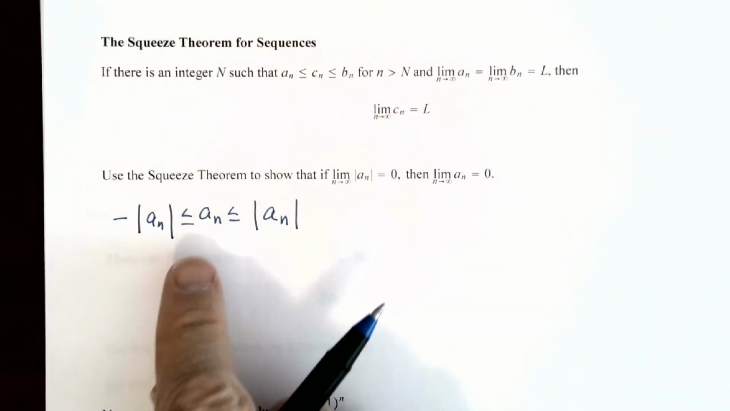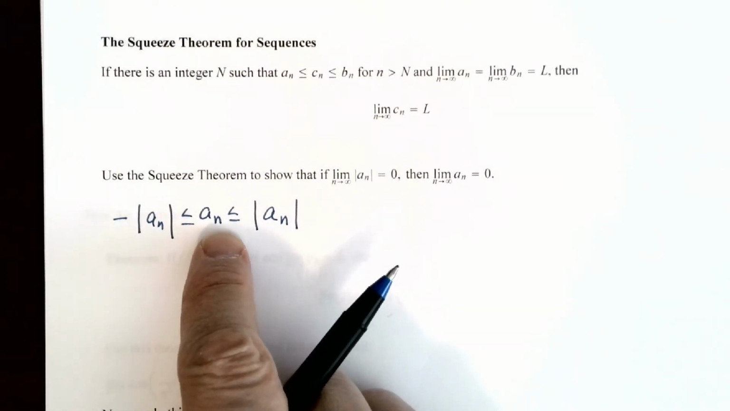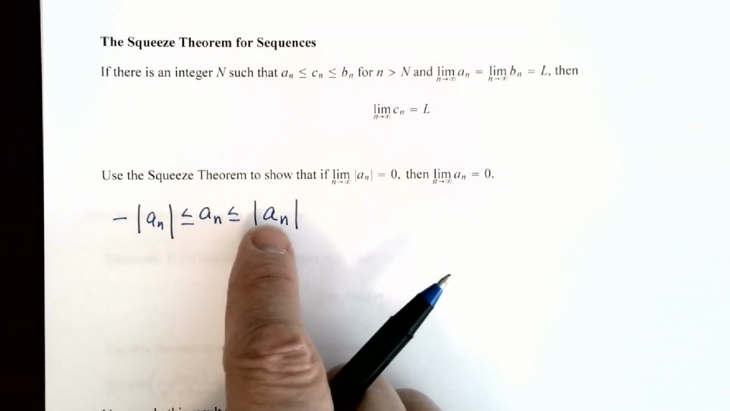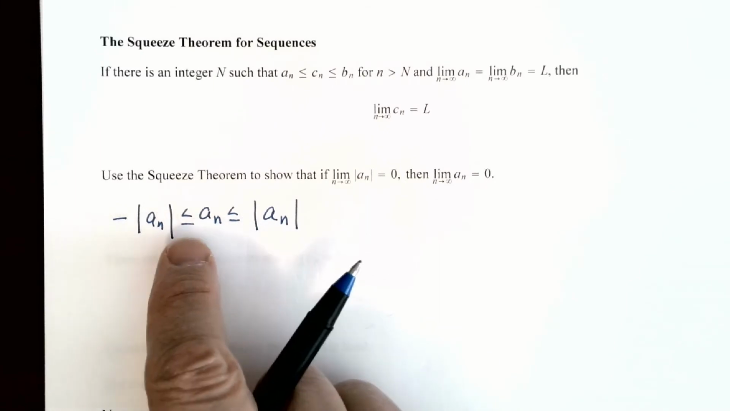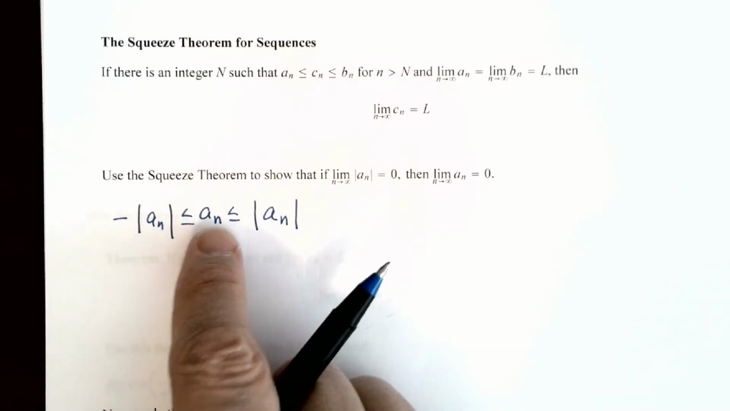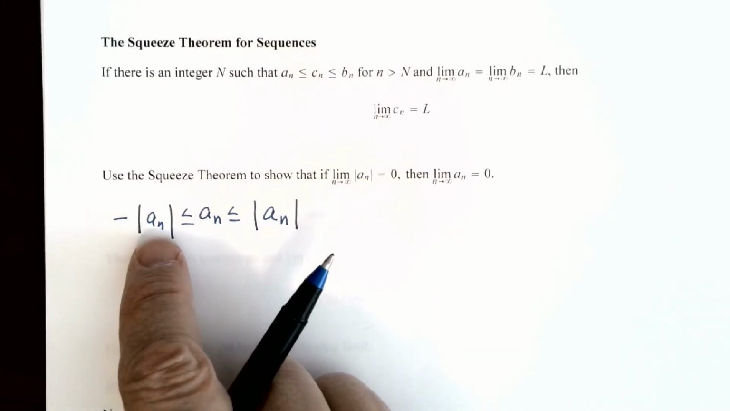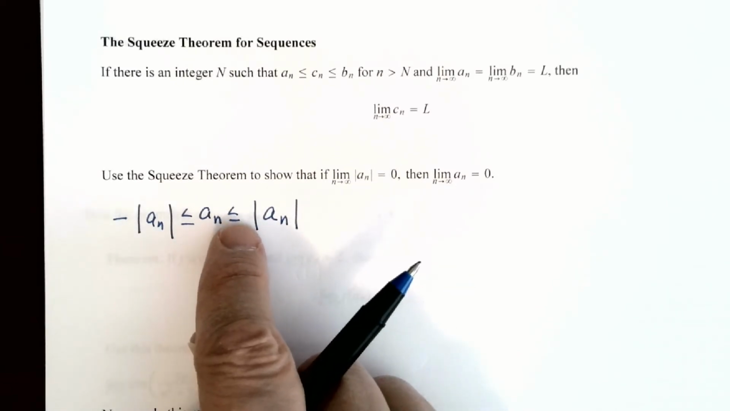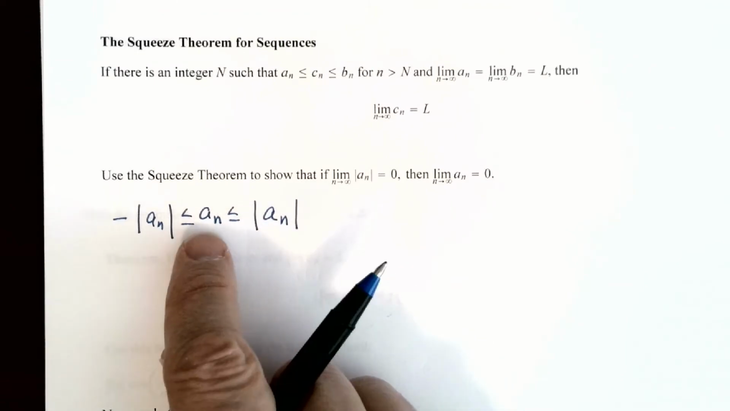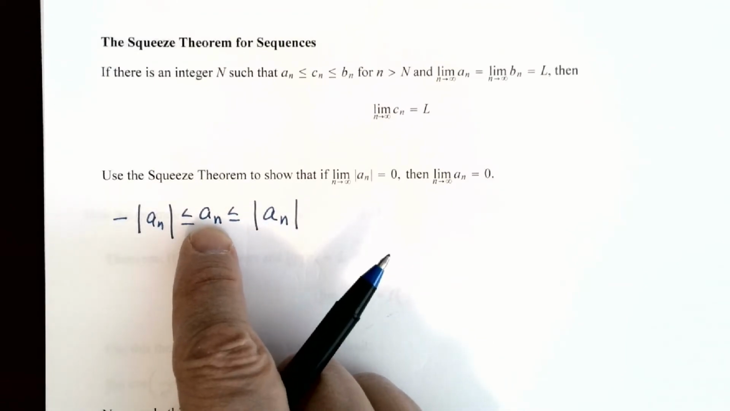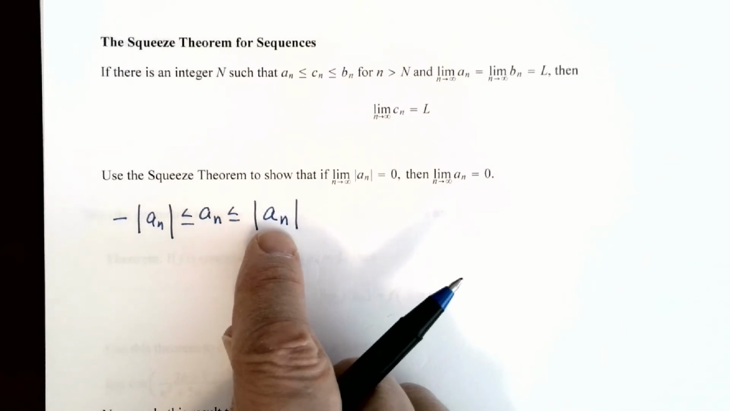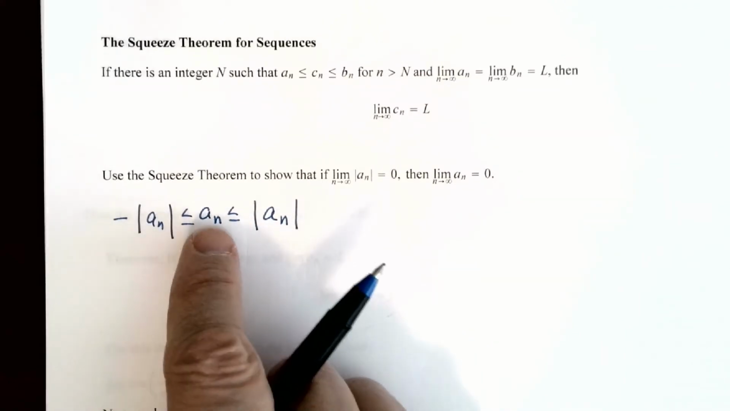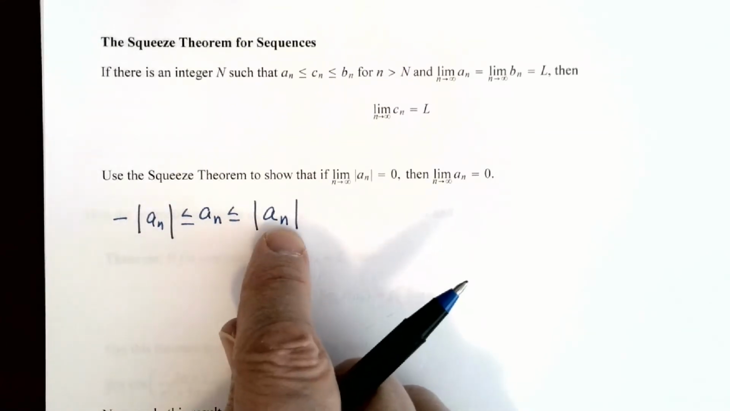Is this statement true always? Well, if A sub n is positive, say 4, the absolute value of 4 is 4, and this would be negative 4. Is 4 between negative 4 and 4 inclusive? Yeah, it's equal to 4, but this is less than or equal to here, so that would be true. What if A sub n is negative 3? Then the absolute value of negative 3 is positive 3, and this would be negative 3. Is negative 3 between negative 3 and positive 3 inclusive?